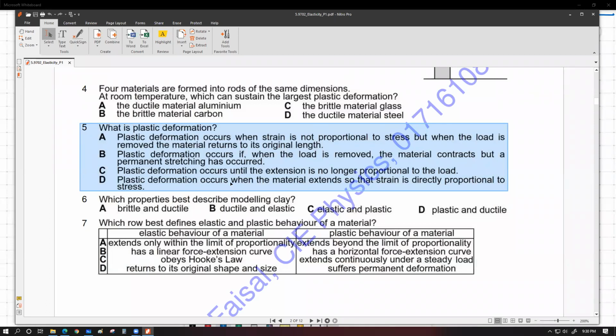The second one says plastic deformation occurs when the material extends so that the strain is directly proportional to stress. No, B is the only logical choice here.